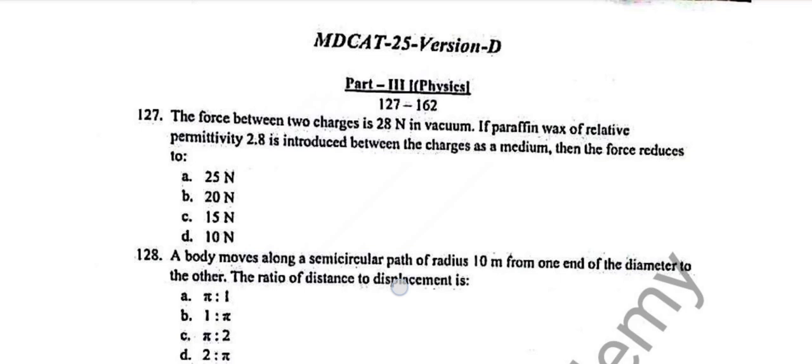Question number 127. Physics MCQs are from 127 to 162. The force between two charges is 28 Newton in vacuum. If paraffin wax of relative permittivity 2.8 is introduced between the charges as a medium, then the force reduces to: A, 25 Newton; B, 20 Newton; C, 15 Newton; D, 10 Newton.